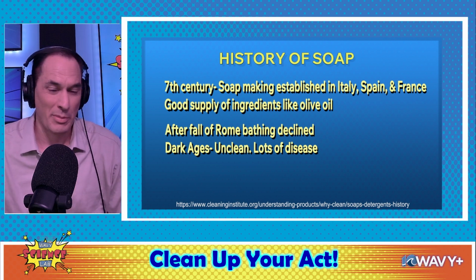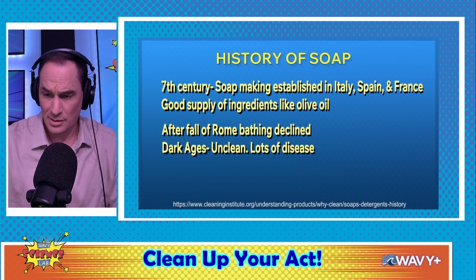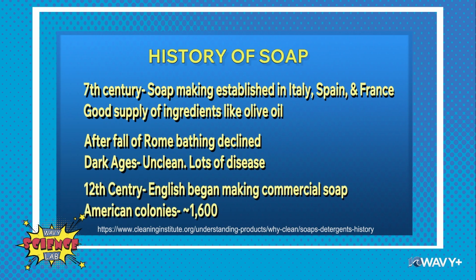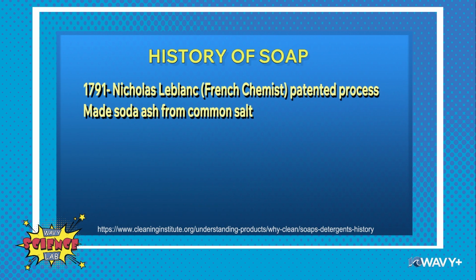After the fall of Rome, bathing declined, and they had the Dark Ages. A lot of uncleanliness, lots of disease. The Black Plague, bubonic plague, things like that. Just that led to some of those diseases being so proficient, and you just had less cleaning overall. And then 12th century, English began making commercial soap. In the American colonies, about 1600, they started making that.